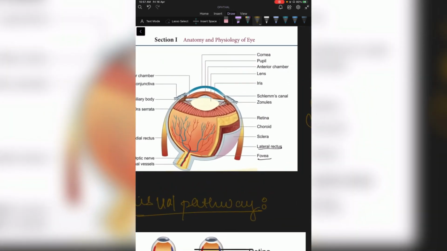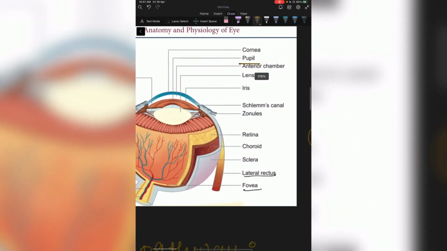Now let us see the cornea. We already discussed it is a transparent structure. The pupil is the gateway to the eye. It is basically the part through which light enters your eye. It can constrict and dilate according to the light setting of the area.